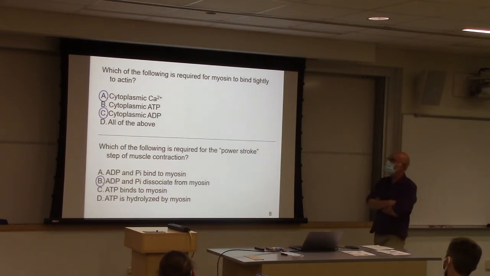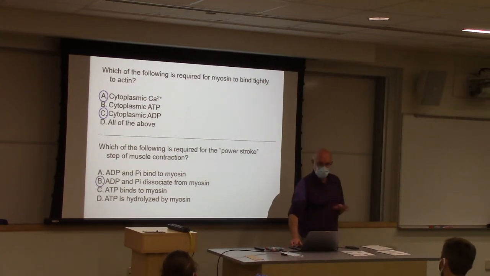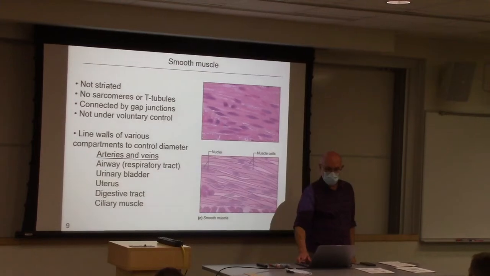So ADP and phosphate dissociation are required for the power stroke. Okay, good. So some review of the cross-bridge cycle.